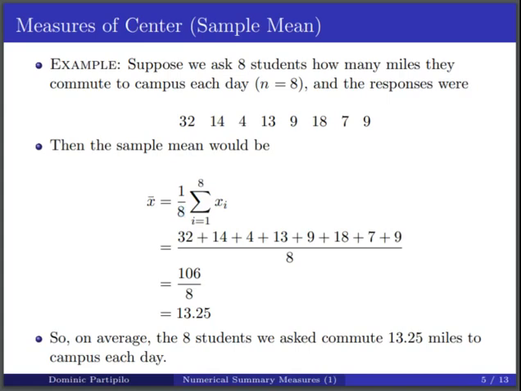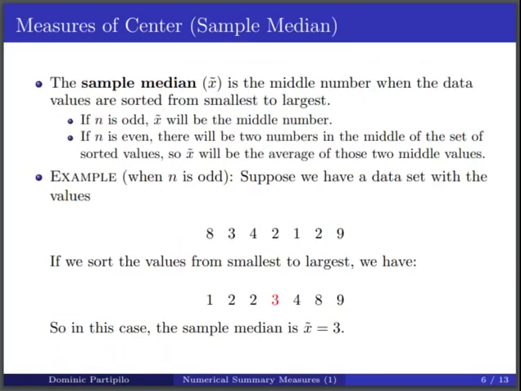So in this case, we're summing up all of these together, and then we're dividing by 8 because our sample size was 8. So when we do that, we get 106 divided by 8, which comes out to be 13.25. So on average, the 8 students we asked commute 13.25 miles to campus each day.